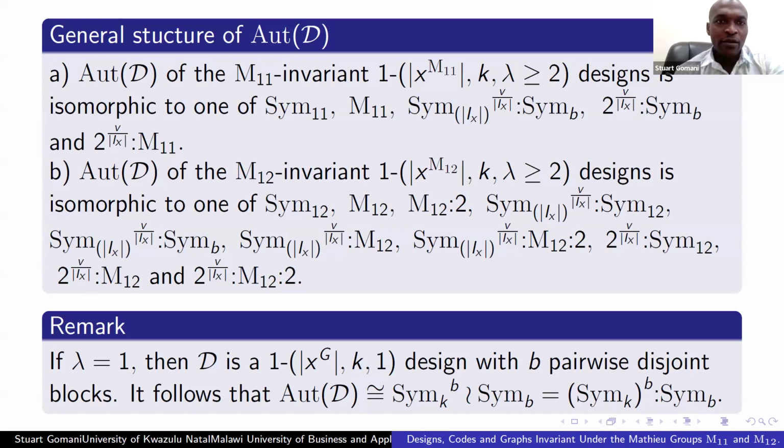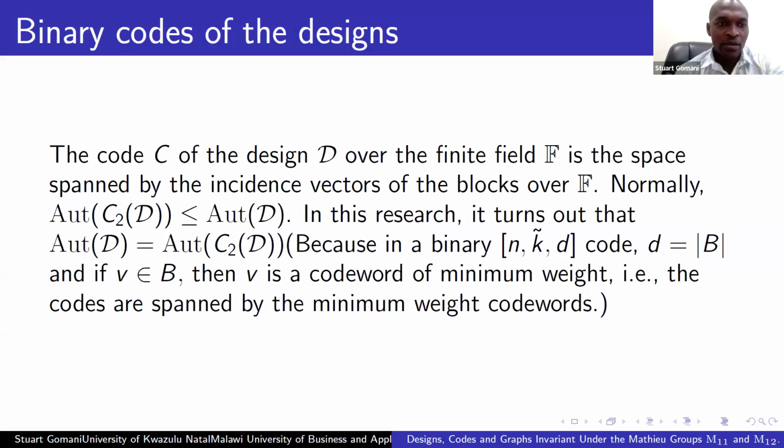Yeah, I think I gave the explanation that the minimum distance of the code is the size of the block. And if you have vectors that are elements of the block, then the vectors are actually codewords of minimum weight. Is that true in general, or is that specifically true in this case? That's the observation we made, at least for these ones. Maybe in general, we need to exploit more.